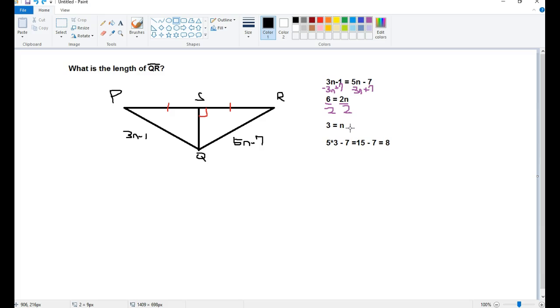Then from here, I can plug this 3 back in. It doesn't matter which one I plug it back into because they're going to be the same, but they ask for QR, so let's use that equation. So 5 times 3 minus 7 is equal to 15 minus 7, which is just equal to 8. Okay, so that's for that example there.